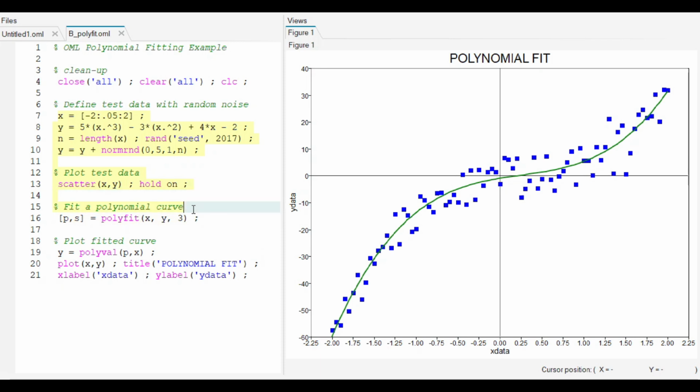Now let us understand what the code is doing. The first commands clear variables, close figures, and clear the command window. This ensures that previous calculations do not affect the current execution. Next, the code generates x values ranging from -2 to +2. These x values become the independent variable used throughout the example.